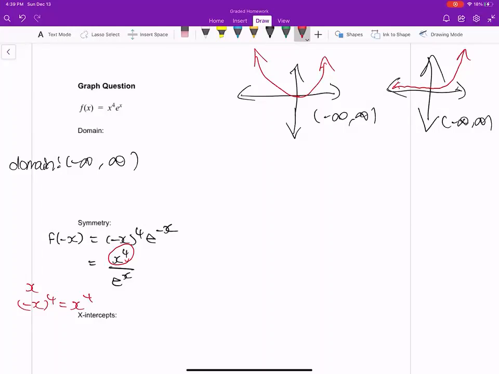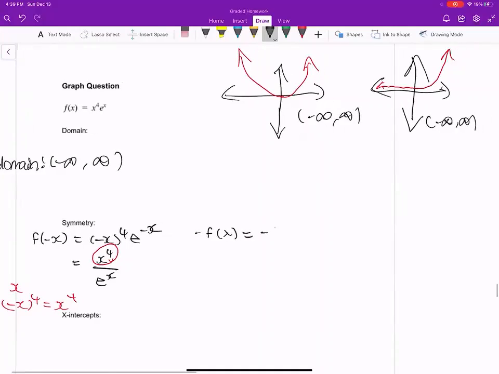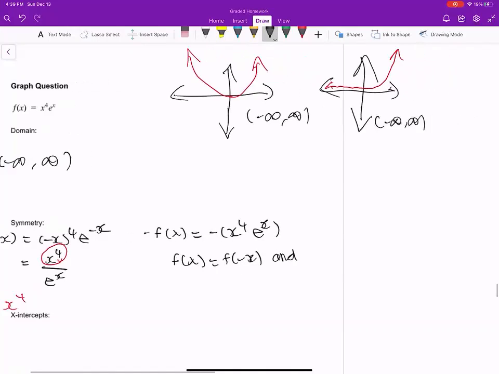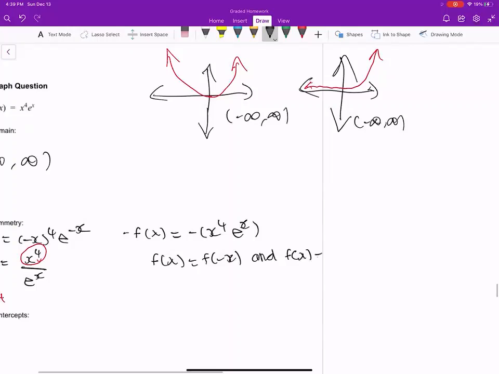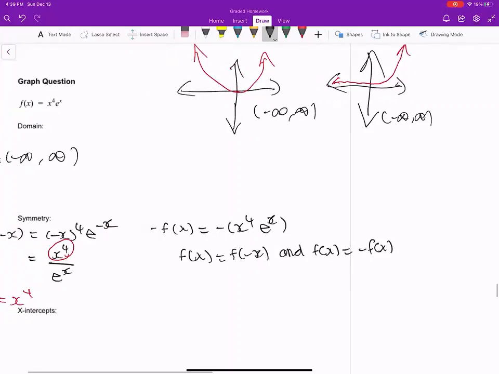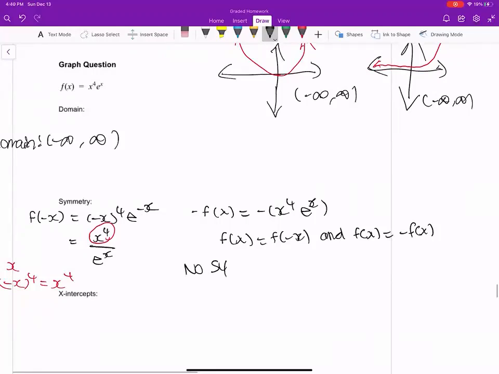Because x to the fourth power is like putting it to the second power, it's always going to be positive. So we have that for f of negative x and negative f of x, we get negative x to the 4 e to the x. So you can clearly see f of x is not equal to f of negative x, and f of x is not equal to negative f of x. So therefore, no symmetry.